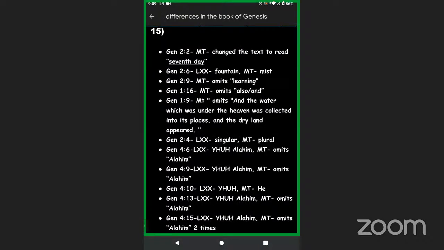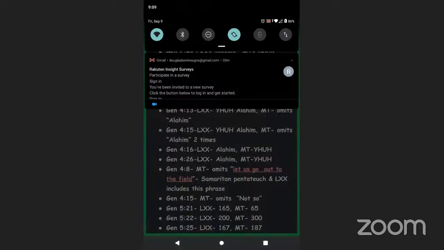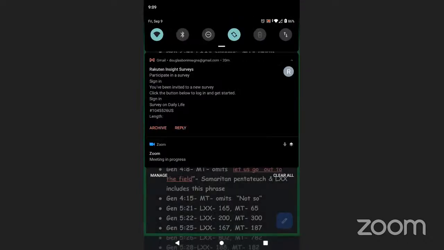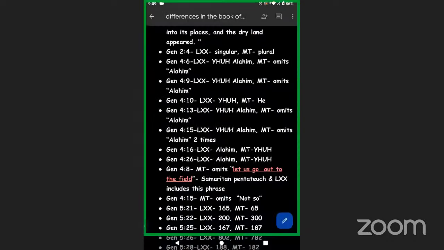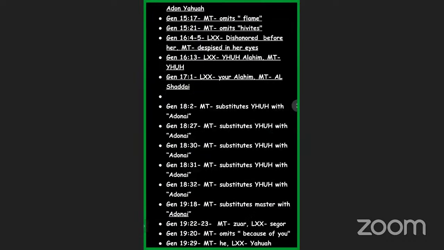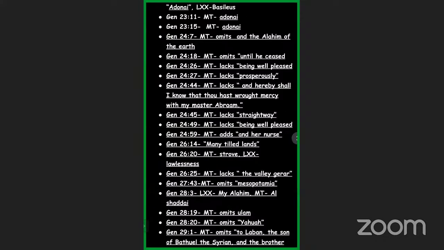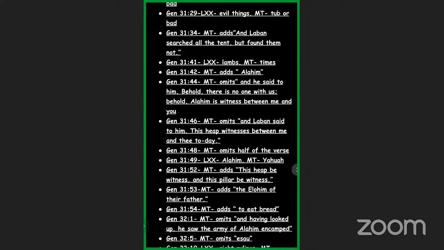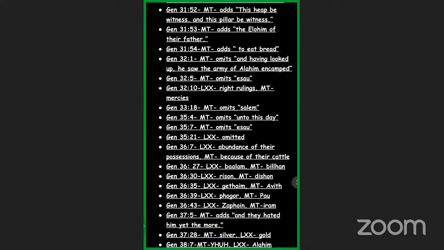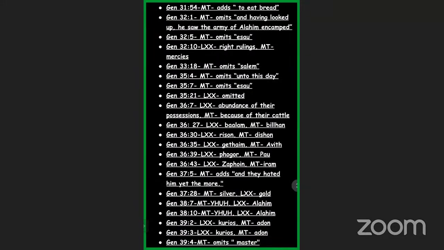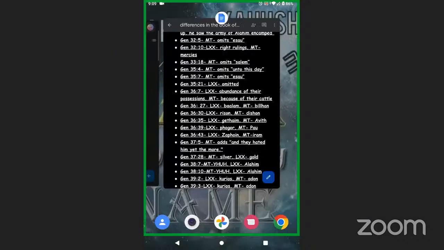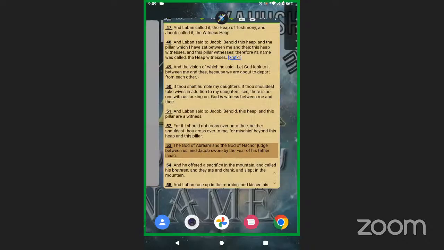All right, so I don't get a lot of stupid stuff in the background here. All right, here we go. So I think we're almost at Genesis 32 at this point. Okay, verse 54 we're actually going to now. So Genesis 31:54. All right.